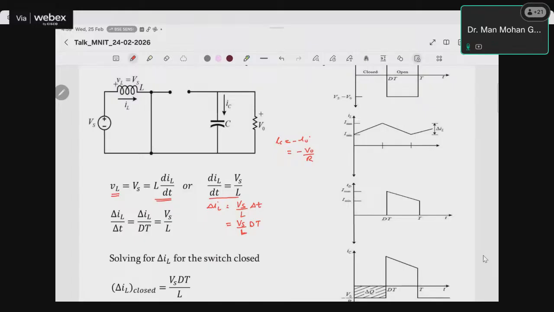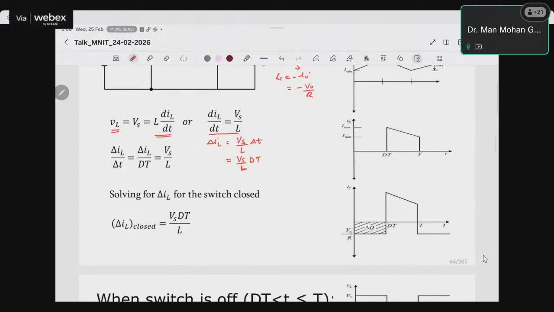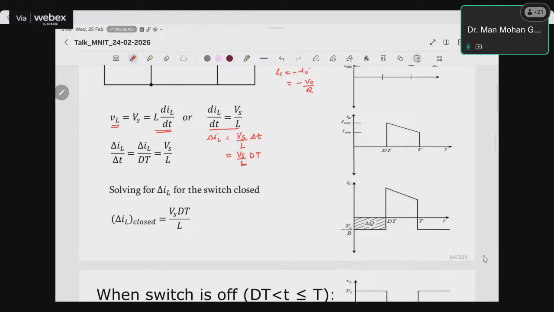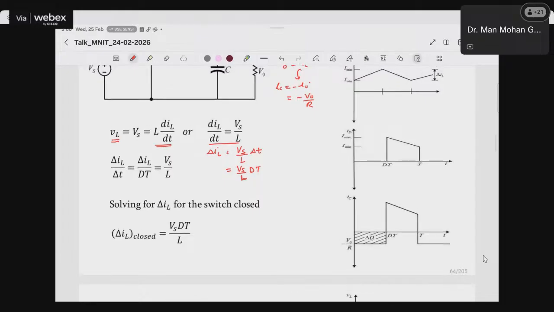If I apply KCL here, there is no current from here. ID is 0, IC is here. So this ID is equal to IC plus I node. ID is 0, so IC plus I node is 0. From here it comes. So this is I node. So this is IC equal to minus V node upon R during this period, right?